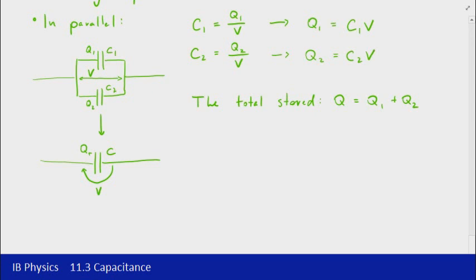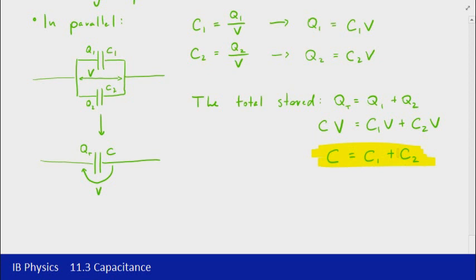Now if we think about the total charge that would be stored on the capacitor QT, and compare it to the total equivalent capacitance C and the potential difference, we would have that that's equal to C multiplied by V, and then we can substitute in for Q1 and Q2, and we'd have that is C1V plus C2V. Now you can see that we've got V in every single term, so we can cancel those V's, and we're left with the equivalent capacitance C simply being the sum of the two individual capacitances. So that's for capacitors in parallel.